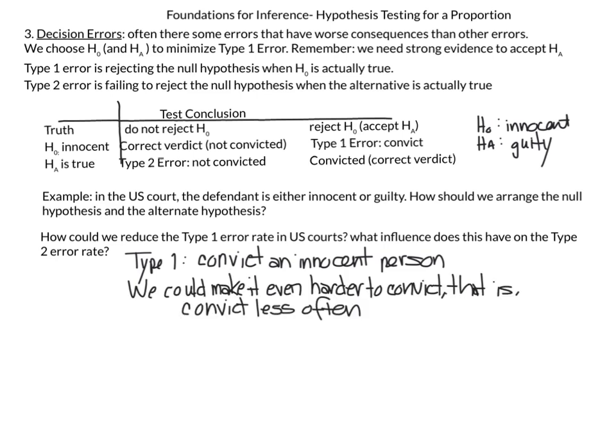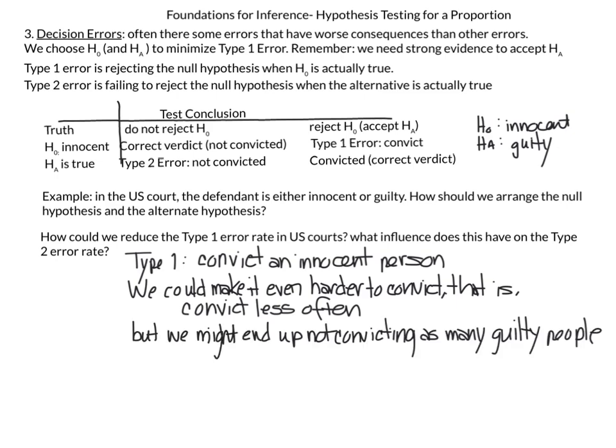We can make the standard so high that it's really hard to convict anyone. So we'll convict less often, only if it's super, super clear that they're guilty. That will have the benefit of actually convicting fewer innocent people. But it also will end up that we're not going to convict as many guilty people either, so we're going to let a lot of guilty people go free.